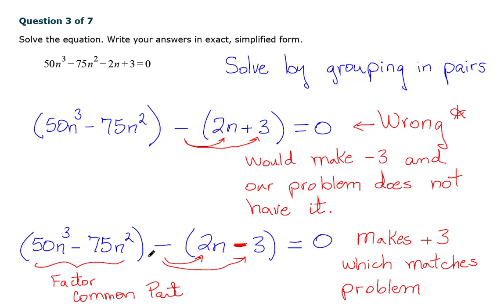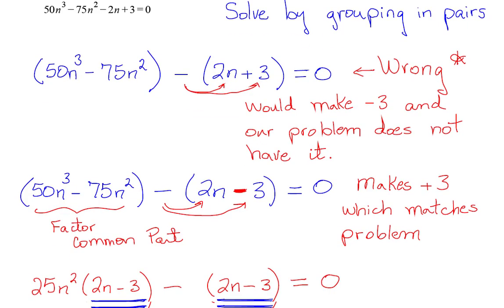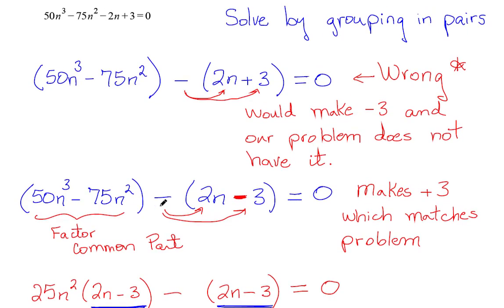So the right way to do the grouping is when I put the parentheses on the second part, I change its sign to be minus. Because then, you see, I've got minus 2n, my problem has that. A minus 3 is a plus 3, and that's what the original problem was. So when you do the grouping, you have to make sure you could get back to the original problem.